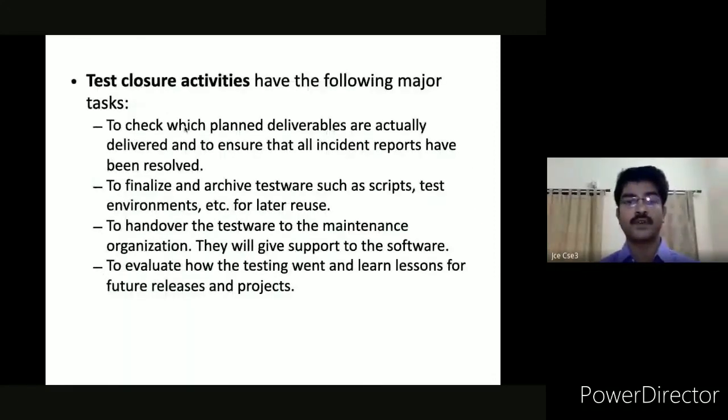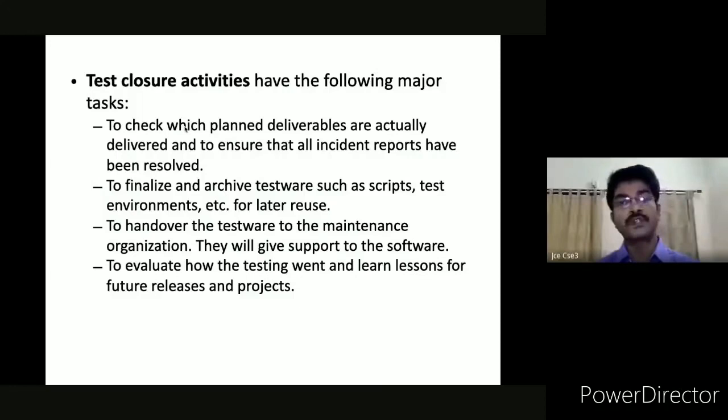The test closure activities have the following major tasks: to check which planned deliverables are actually delivered and to ensure that all incident reports have been resolved. Okay, so if you get clear confirmation that the developed software is working properly and it met all the requirements of the customer, then we can close our test. And to finalize and archive testware such as scripts, test environment, etc. for later use. Because during software development, we are always insisting on documentation for future purposes.